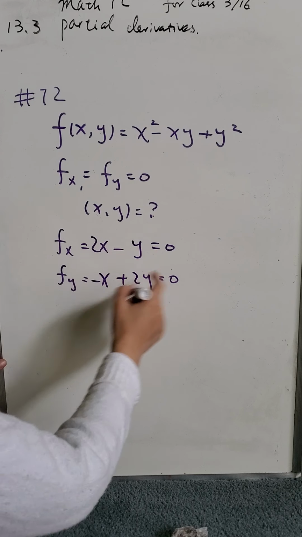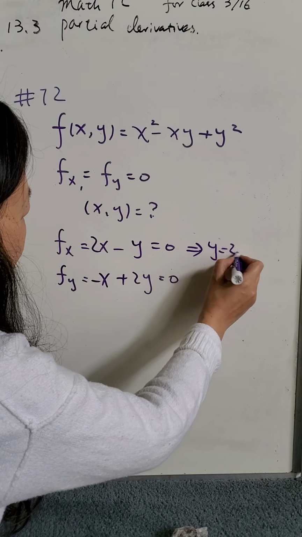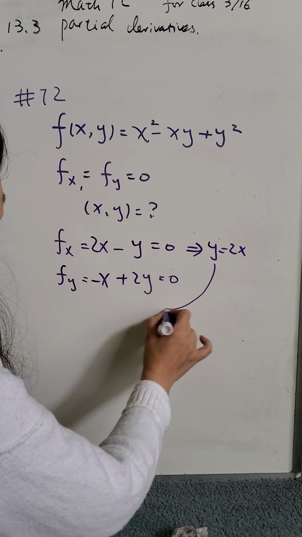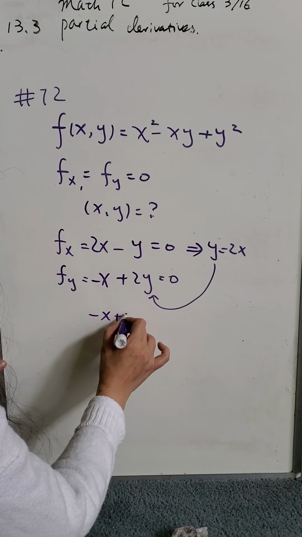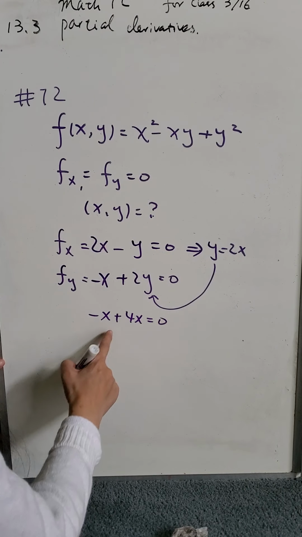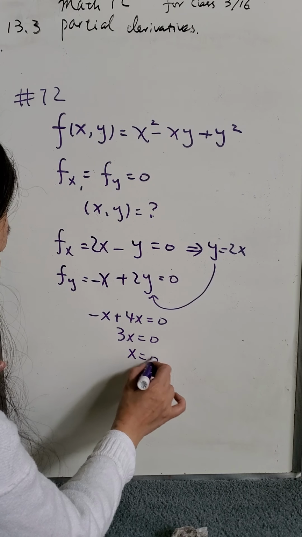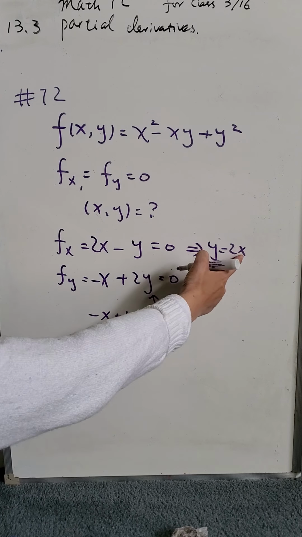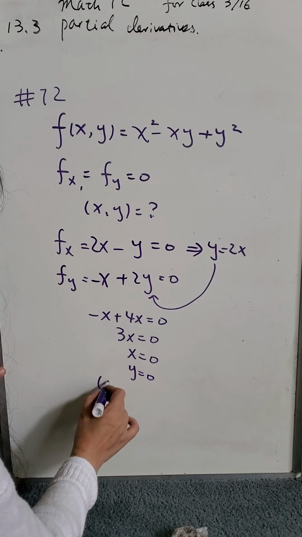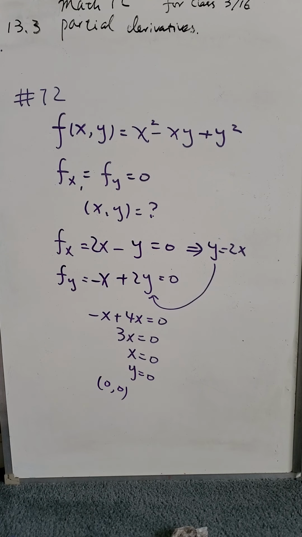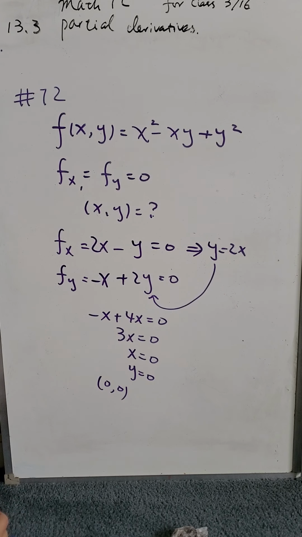And then now we're going to solve these equations, and you can see that you can solve the y out, y is equal to 2x. And then you put it inside here, okay, and solve for x. So you're negative x plus 4x equals 0. Add them together, 3x equals 0, then x equals 0. So when x equals 0, put it back here, then y is also equals 0. So that means at the origin, that's when they will have this situation. So that's how you do number 72.